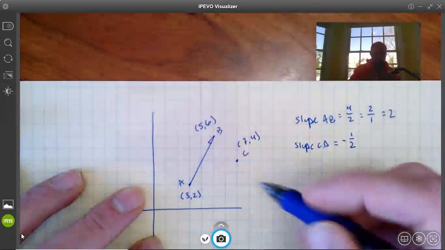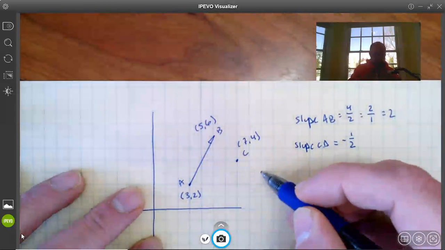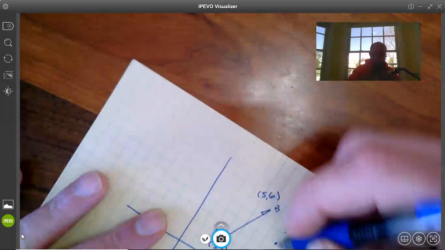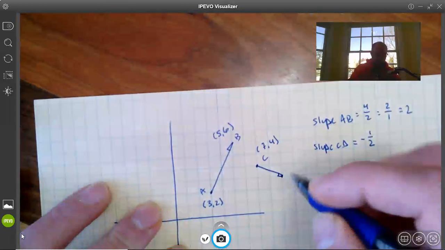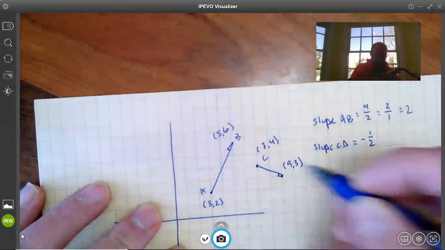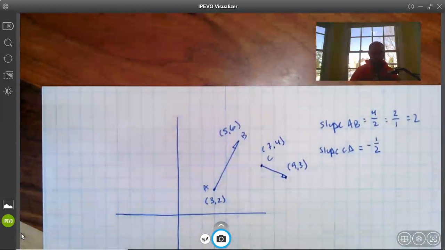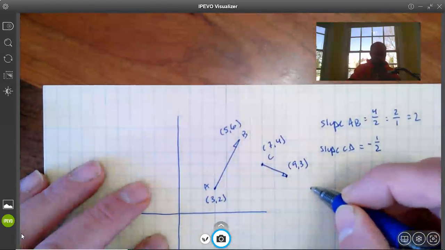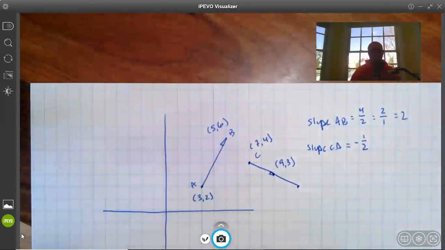So let's see. That would be down 1 and over 2. So we could pick this point right here, for example. So this vector, right? So this could be point D. That would be the point 9, 3. So that would work as a possible point D. But there's lots of others. I could go down a little further. All right? That would also still be perpendicular.